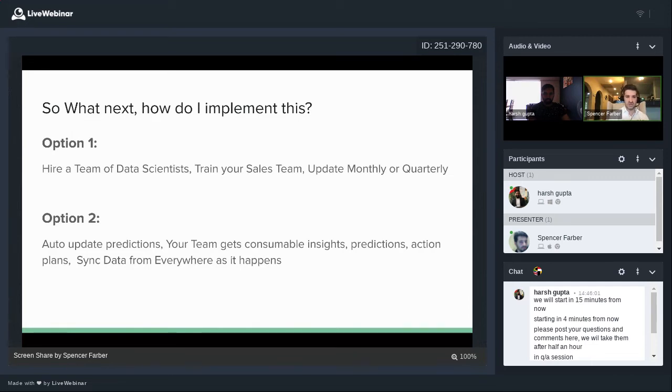Option two is you can auto-update your predictions. Your team can get consumable insights, predictions, and action plans of what they should actually be doing, which is one of the biggest questions we always hear. And then sync data from everywhere as it happens, so you're not playing catch-up a month or two or a quarter later.